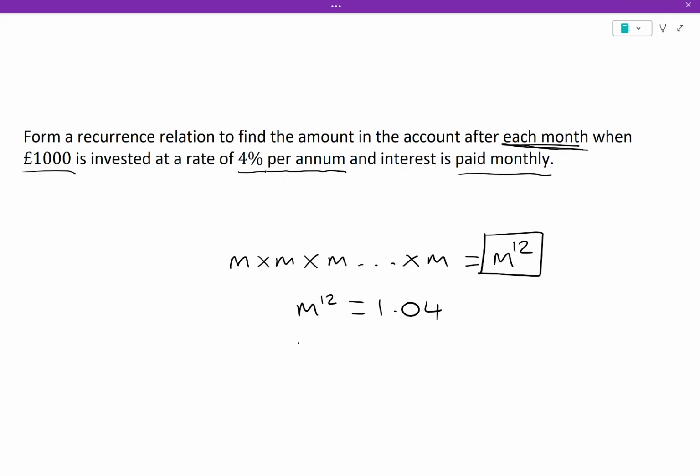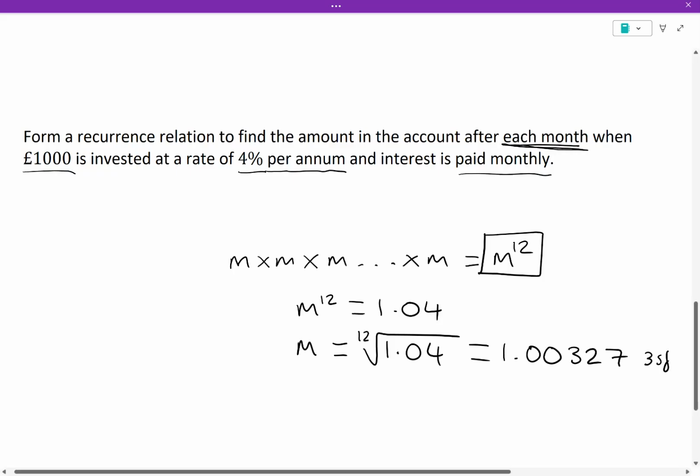So if you want to find M, the monthly multiplier, we need to 12th root 1.04. So we're going to put that in the calculator, and I get 1.00327, and I'm going to take it to 3 significant figures, which I'll just note there. So then we've got our multiplier.